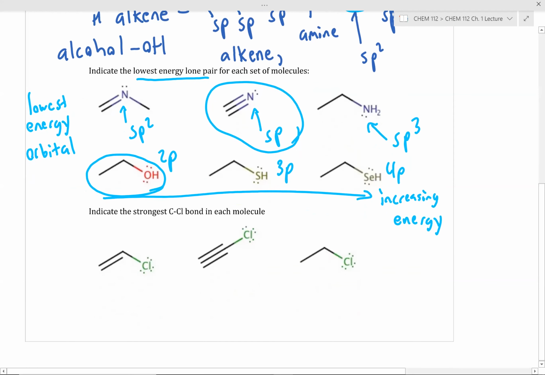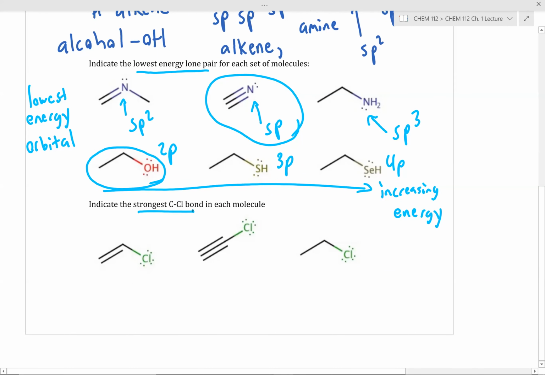Finally, in this case, we're asked to indicate the strongest carbon-chlorine bond. And as we've discussed time and time again, what affects bond strength? Bond length, yes, those are related. So looking at each of these carbons, let's try to dissect this problem. Let's write out their hybridization and think about what's different about each of these carbons. This first carbon is sp2, the second carbon is sp, and the third carbon is sp3, right? So then, as we discussed, what type of orbitals are lower in energy and form stronger bonds?